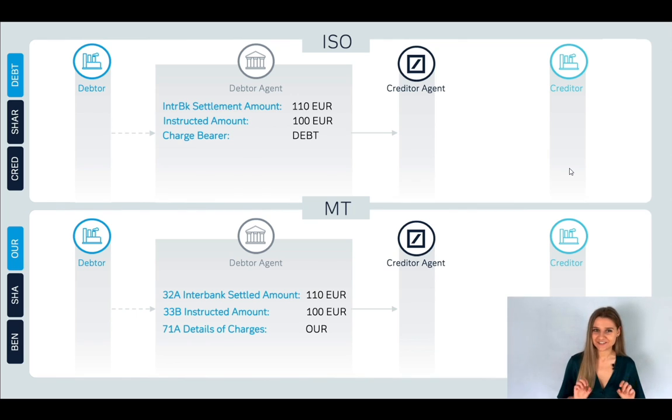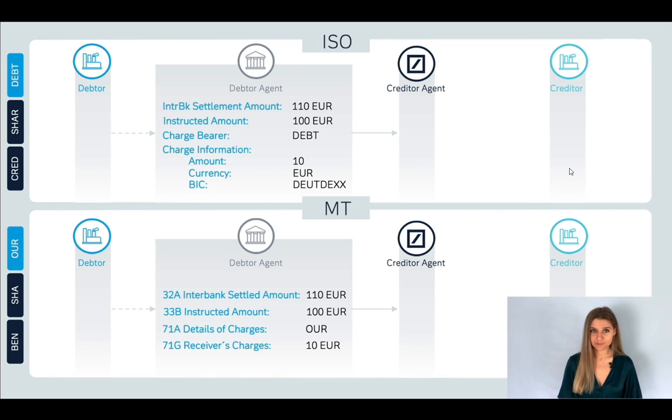And now the interesting part comes. In MT, you use field 71G to indicate amount and currency of the charges. In ISO, you use the charges information element, where you indicate amount, currency, and here attention, BIC of the receiver. You see, it's basically the same concept translated into the ISO standard.